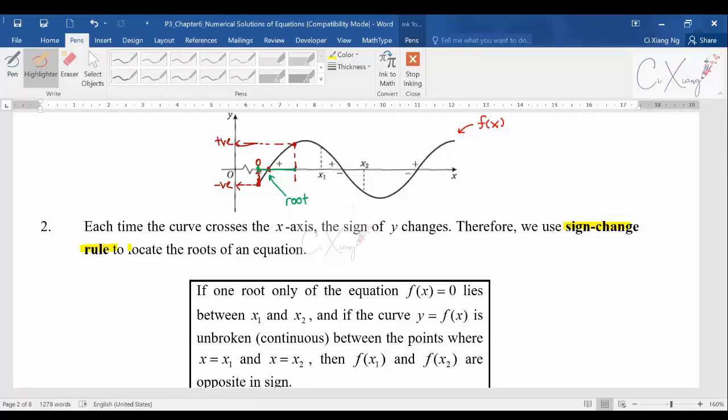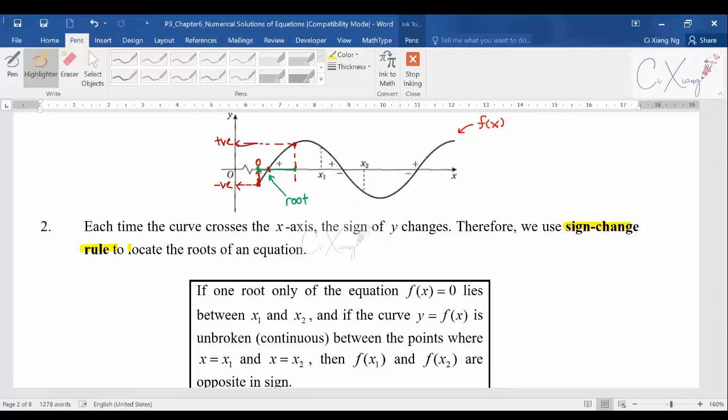Comparatively, for these two methods, with the graphical method the interval is usually larger because you only sketch a graph to estimate it. For the sign change method, the range that you get where the root lies is smaller. So this method can give you a smaller range to know where your root is located.